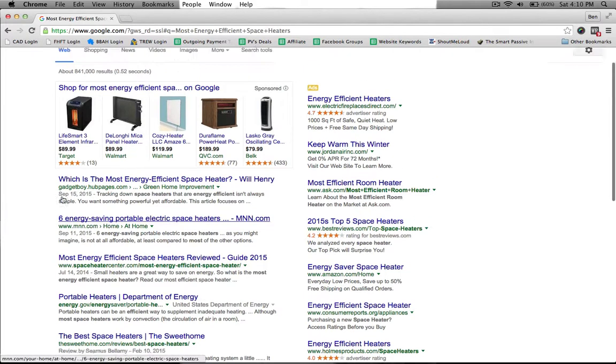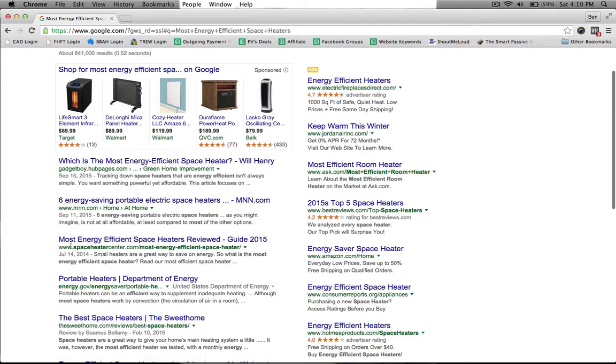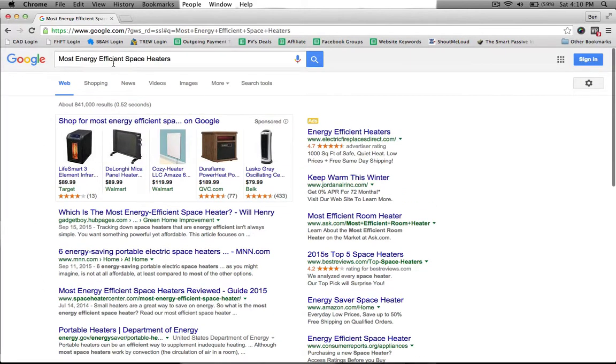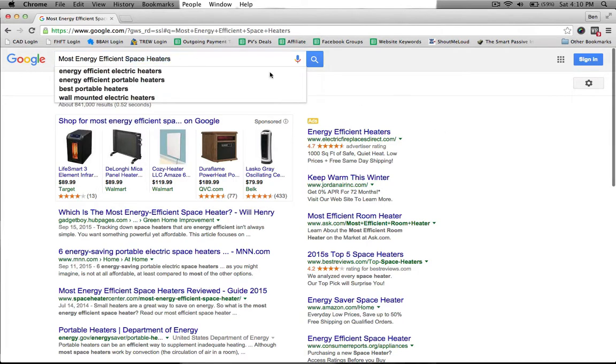Here's one. This is the 3rd ranking result right here, the 3rd ranking result for most energy efficient space heaters. And this article's from July of 2014, so it's over a year old. So what I'm trying to say here is, instead of going after a really broad term like space heaters, if you get more specific with it, then you're going to have much less competition.